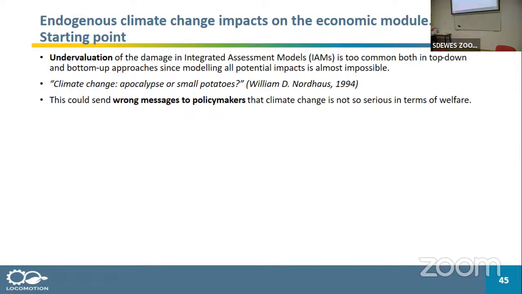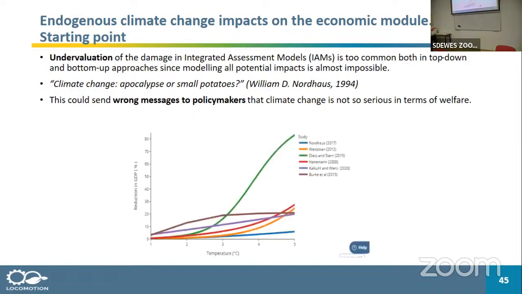And this can send wrong messages to policymakers, saying that climate change is maybe not serious enough in terms of economic welfare. In integrated assessment models we usually use what is called a damage function, which is a function that relates a climate change indicator, usually the increase in global average temperature, with a reduction in GDP. And how we calibrate these functions is the issue. There are a lot of methodologies. So here you can see some of the most famous damage functions in the literature.